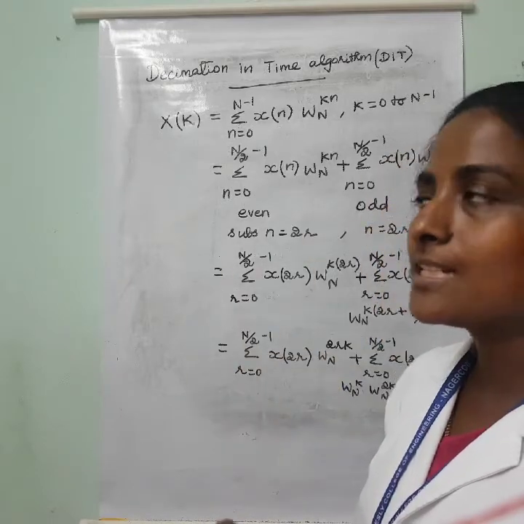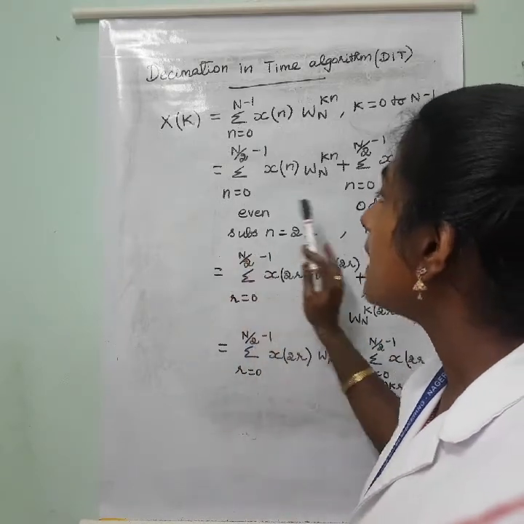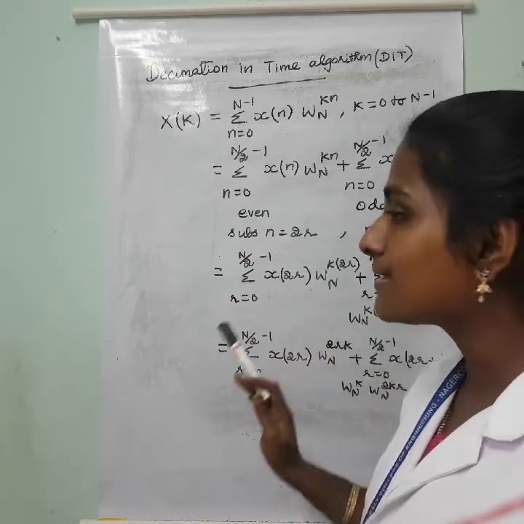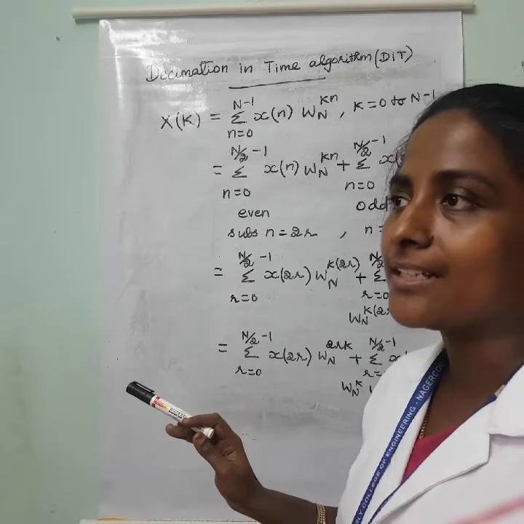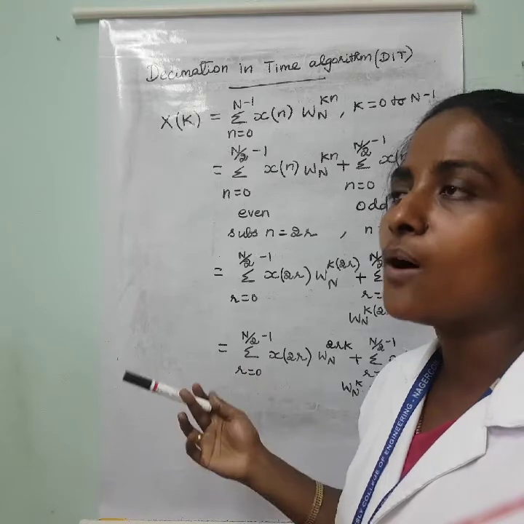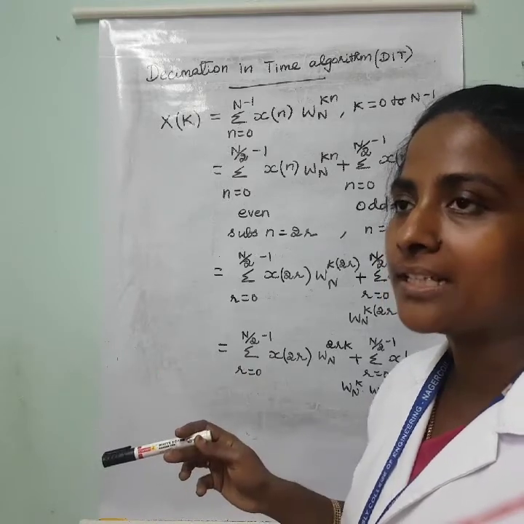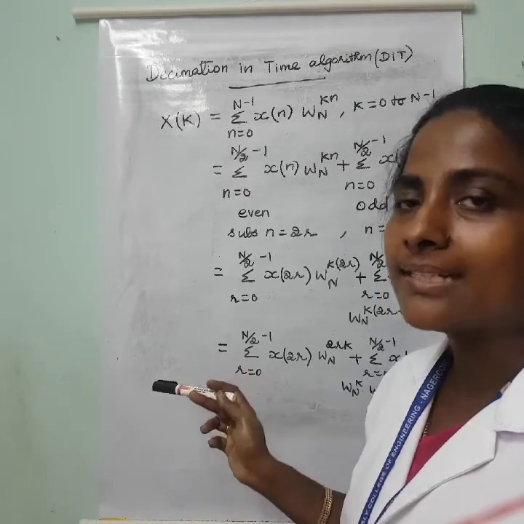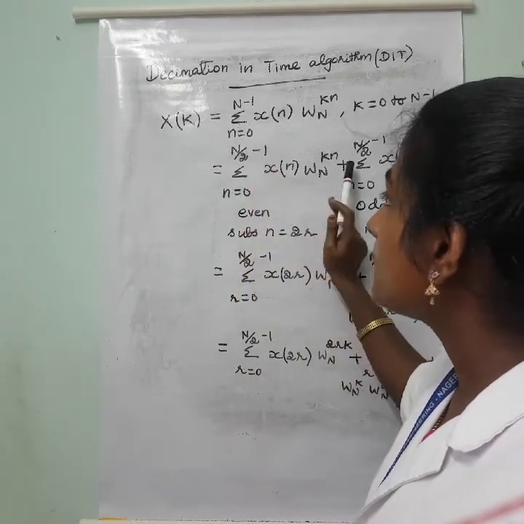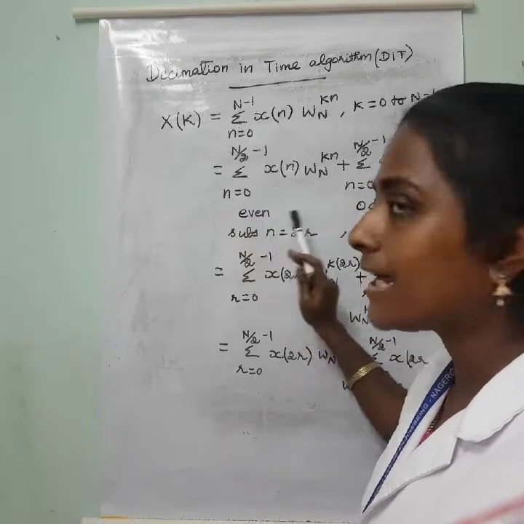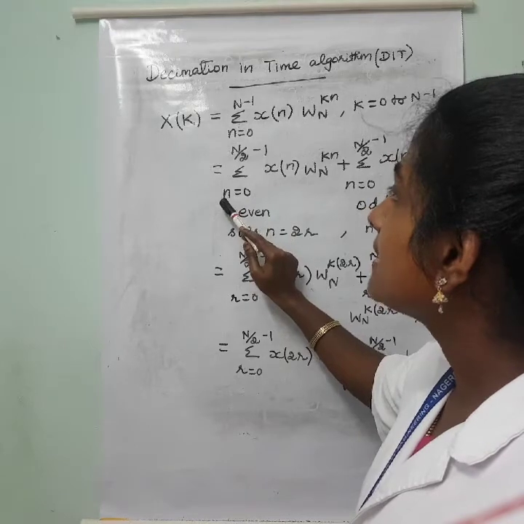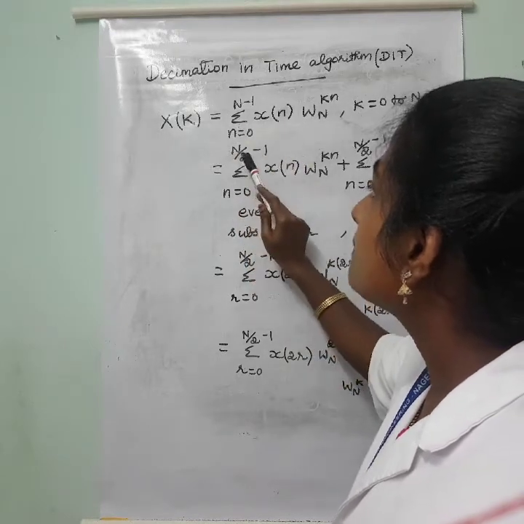Next we have to split this formula into two parts, one is the even part, another one is the odd part, because in the FFT algorithm we are going to split the N point DFT into smaller DFTs. The large N point DFT is split into smaller DFTs. So here we are going to split this formula into two parts, one is the even part, another one is the odd part. When we are splitting here, we will make this N minus 1 as N by 2 minus 1.